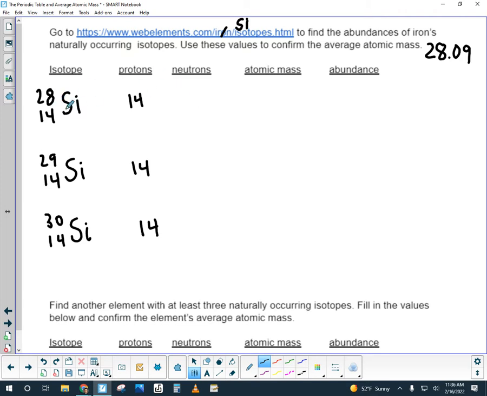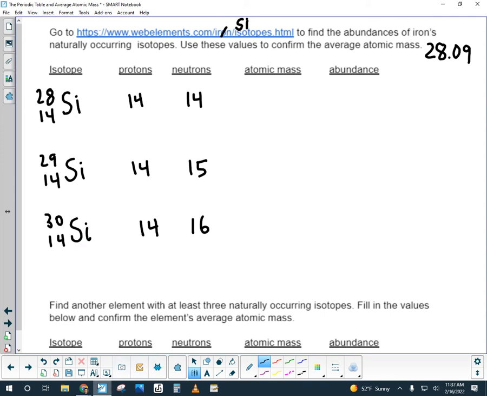So in silicon-28, we have 14 neutrons. In the isotope with mass number 29, that's 15 neutrons. And then in silicon-30, we have 16 neutrons. So if you ran a sample of pure silicon through a mass spectrometer, you would find 3 different isotope masses.